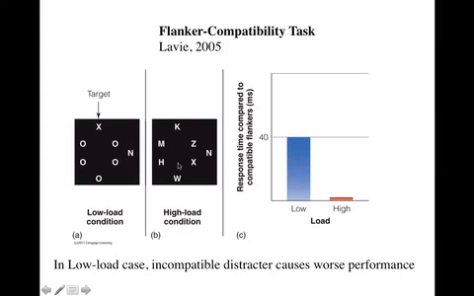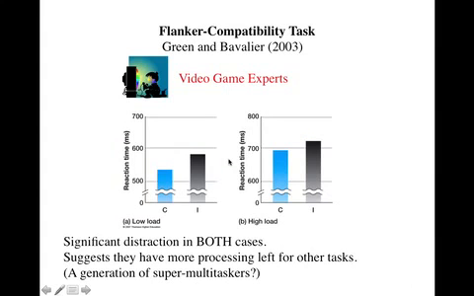Whereas in the high load condition, because so much attentional resource was being paid to the central task, it seems very little was left over for the unattended information. So in this case, the flanker does very little and doesn't really reduce performance. The exception to that, as we said, was video game experts, who showed significant interference in both the high and low load tasks. So they were getting interference even in a high load case, and that suggests that they perhaps have the ability to process information outside the focus of attention because they have more processing resources left over for other tasks.